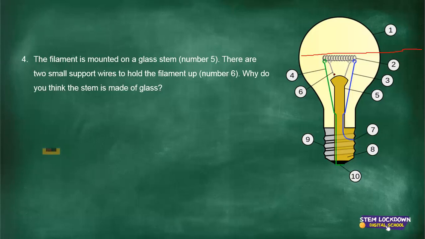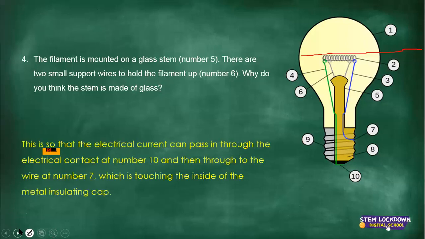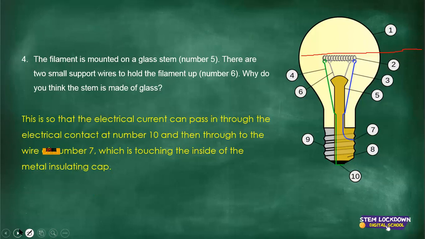Okay, so remember at the beginning I asked you what were good conductors, actually I asked you what were good insulators. So let's look at the answer. This is so that the electric current can pass through the electrical contact at number 10. So now glass is a good conductor of electricity. So that is why they're using glass. So this filament, these wires attached to the filament on the light bulb, go through the glass, which is a good conductor of electricity. And it joins with these wires here, and they go right to the bottom here, and they touch the metal insulating cap, and that is how electricity is transferred through a bulb.